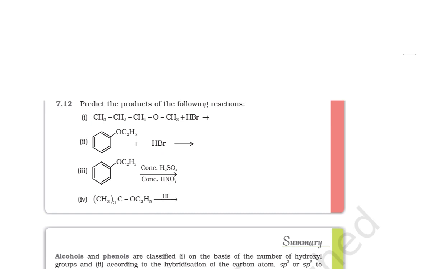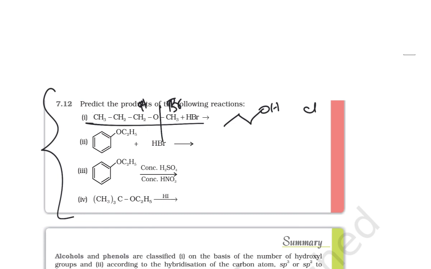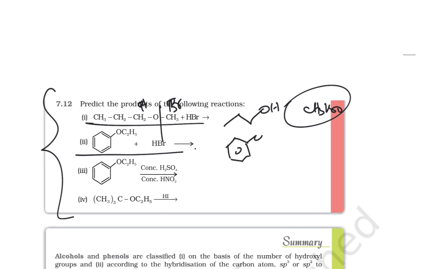Next we go for one more question. Look here. The breaking is going to be here. Here it is Br, here it is hydrogen. So it is going to be propanol and methyl bromide. Here also there is a phenol. We know that the phenoxy is more stable. So then your ethyl halide, ethyl iodide.